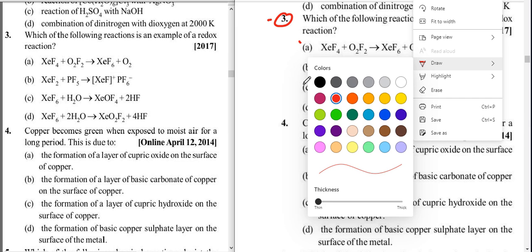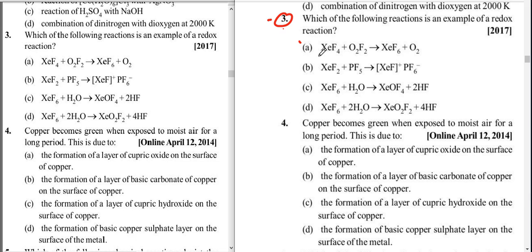Next. Question number 3. Which of the following reactions is an example of a redox reaction? Redox reaction means there should be oxidation and reduction. Now xenon. Here xenon oxidation number is plus 4. Here O2F2, obviously fluorine is minus 1. So oxygen will be plus 1.